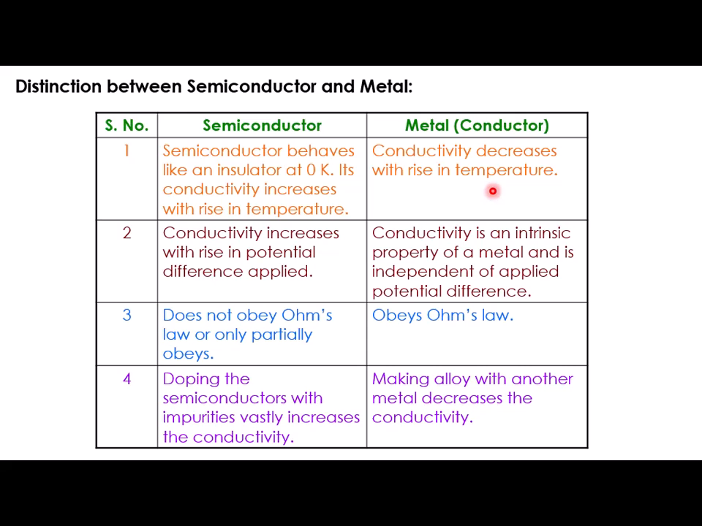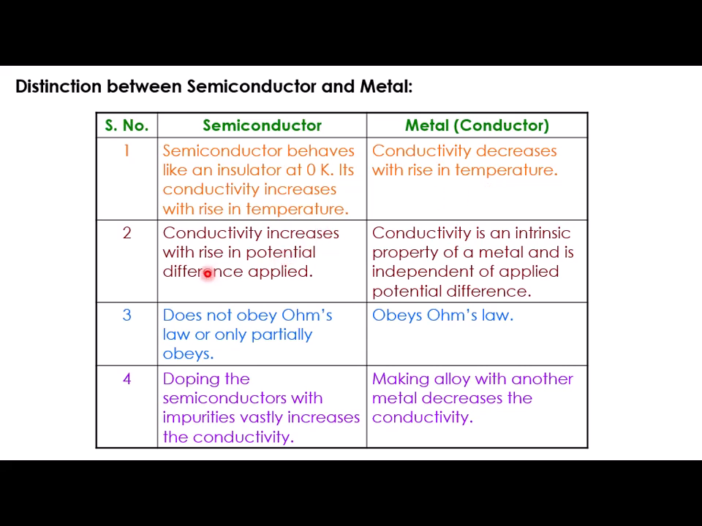But in case of a metal which is a conductor, the conductivity decreases with rise in temperature because if you are rising the temperature, the random motion of the free electrons will increase and hence their drift velocity will decrease. That is why the conductivity will decrease.